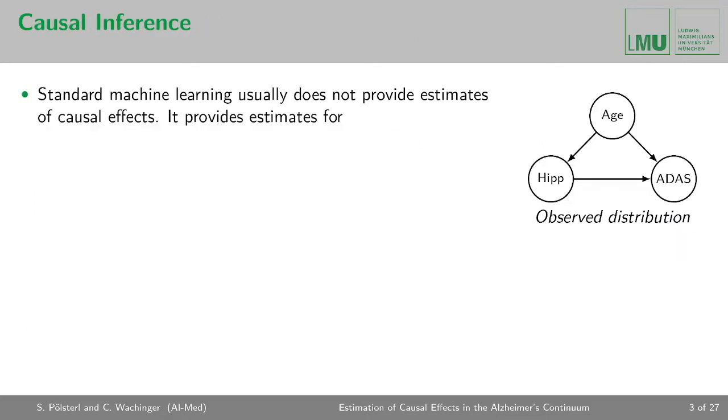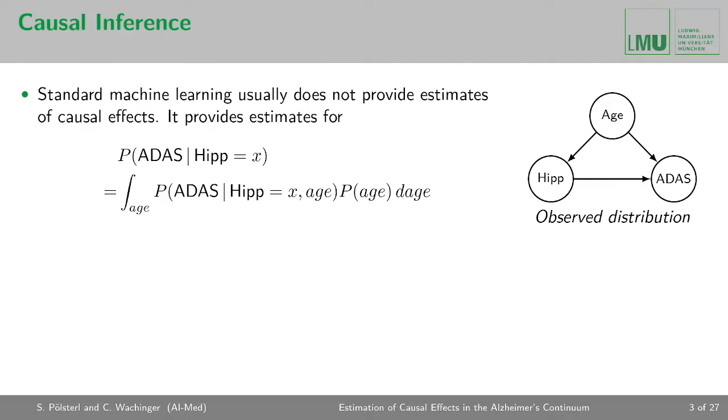Let's consider the simplified example on the right, where we want to estimate the causal effect of hippocampus volume on the ADAS score, which is a measure of cognition. The graph represents the observed data distribution over age, hippocampus volume, and the ADAS score. Arrows represent dependencies between the variables. Here, the ADAS score depends on the hippocampus volume and age.